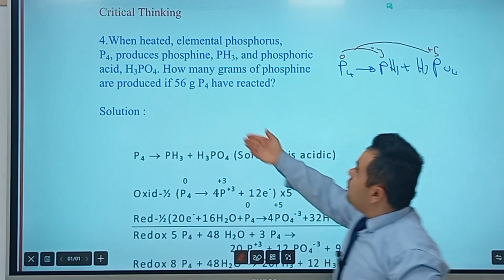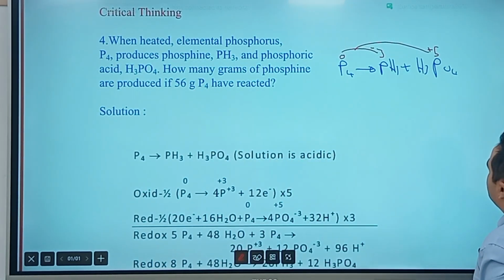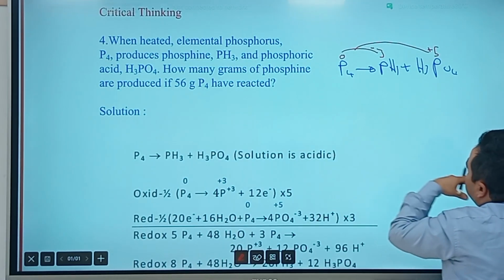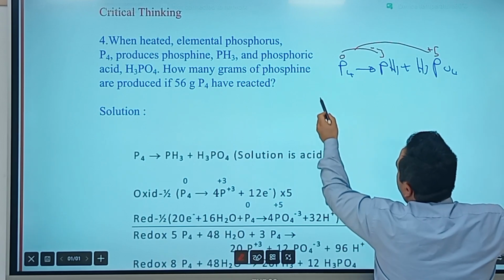It's required to find the mass of the phosphine from the mass of the phosphorus. First of all, we have to balance the equation. How to balance? This is a redox reaction. Let us balance by using the redox method.